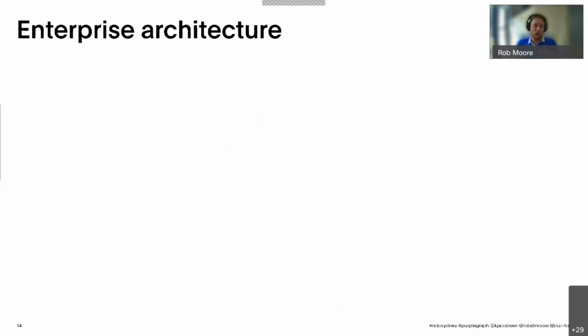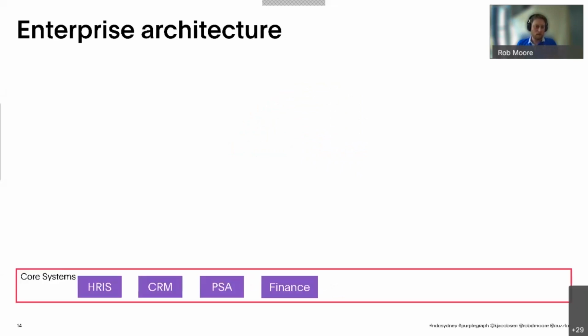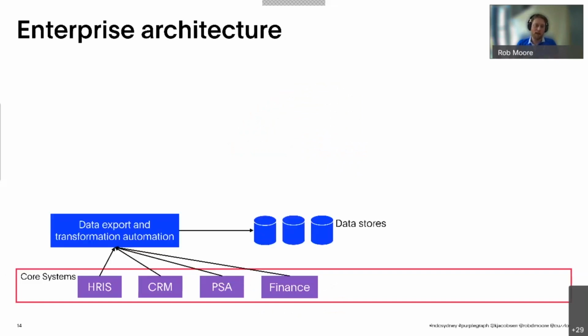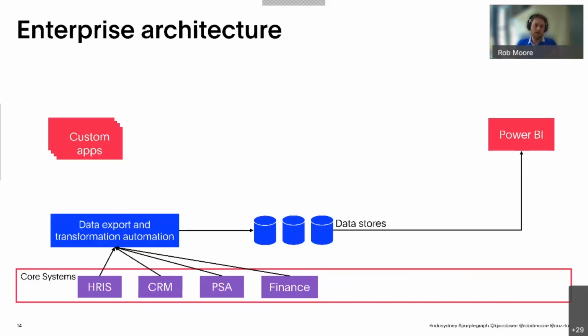Now, as the discussions got a lot more serious, I started working with our enterprise architect to design how this could look in our company. Now, we had an existing set of core systems, things that you would imagine, like HR information system, customer relationship management, professional services automation, finance, etc. And as Kieran talked about before, we had existing automation that would take data from those core systems, put it into reporting databases, and then surface it into Power BI so that everyone in the company would have visibility. And we also had a series of custom apps that were built by all kinds of people in our company to help make us more efficient.